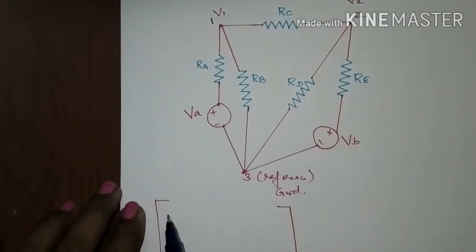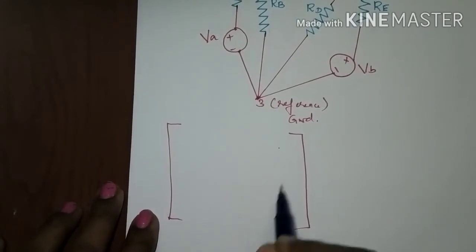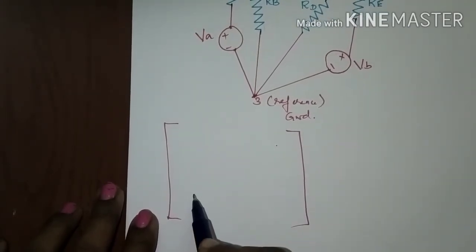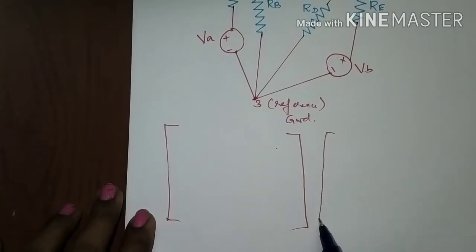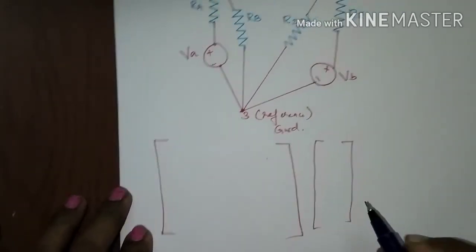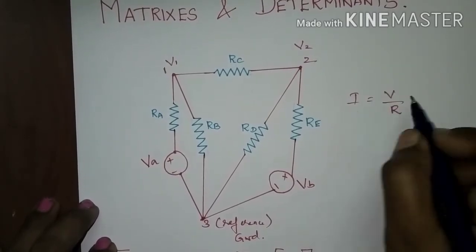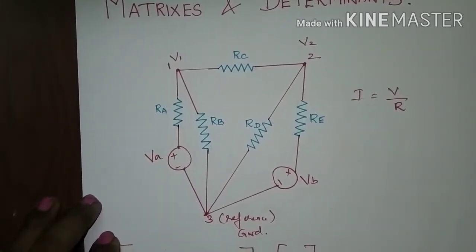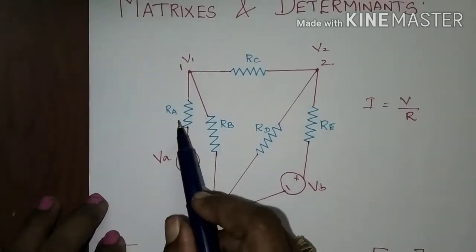The first element will be the self element and the second will be the common element, and this resistance matrix is also a symmetrical matrix. Okay, this equation is written in the form of I is equal to V by R. You are going to write the nodal equation in terms of KCL, right?